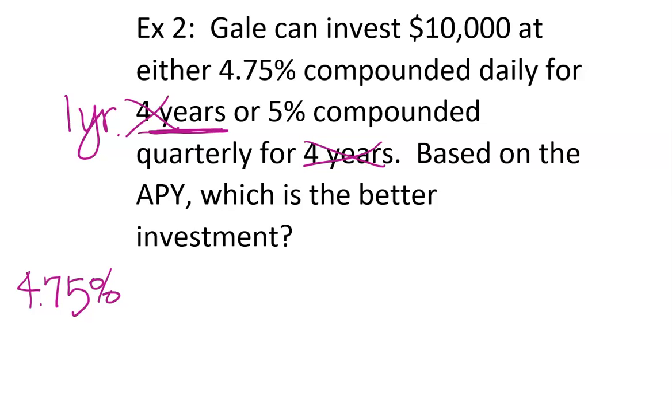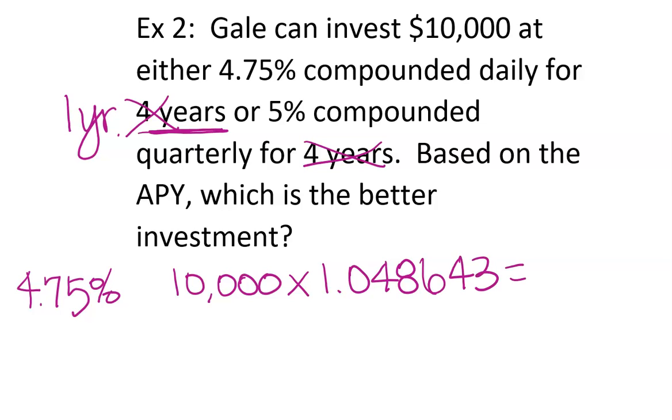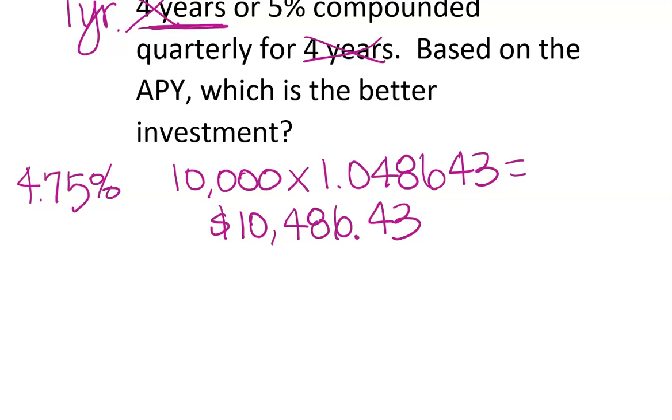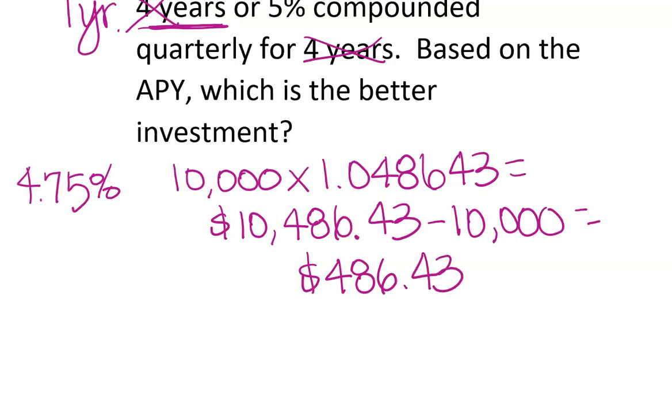So first we're going to take the investment, $10,000, times the table number in the back. I looked at 4.75% for 1 year. The number was 1.048643. We're going to multiply that, and we get 10,486.43. We do need to find out the interest amount, so we're going to subtract our $10,000 from it. And the interest is $486.43. And this is 4.75%.